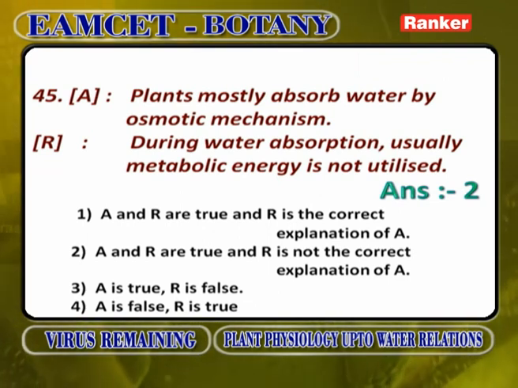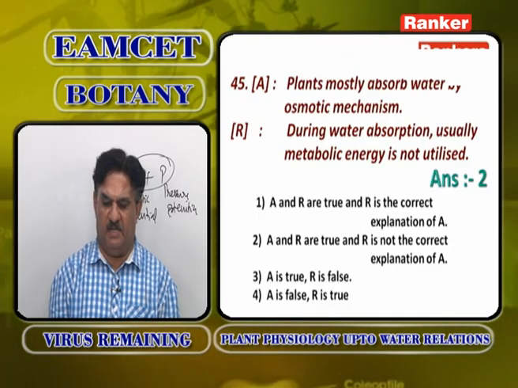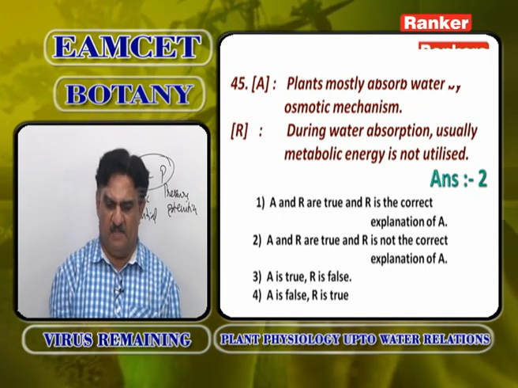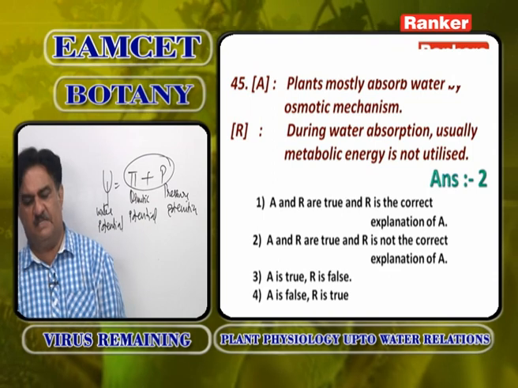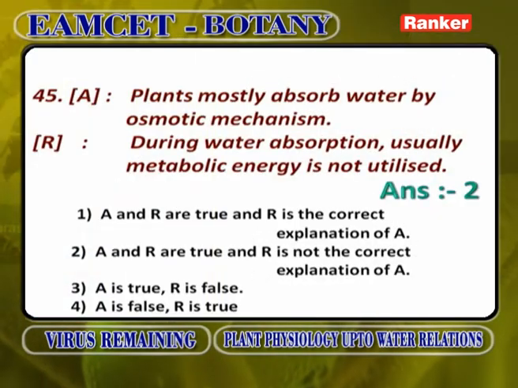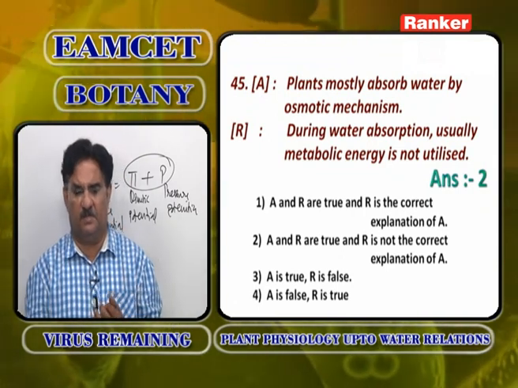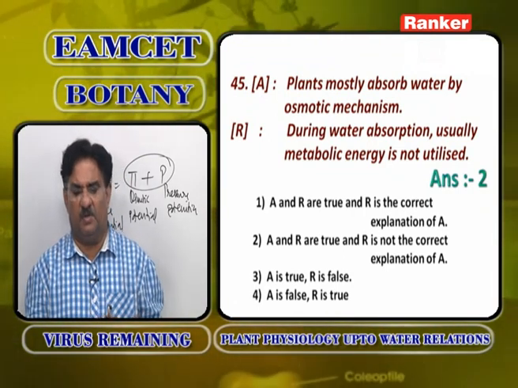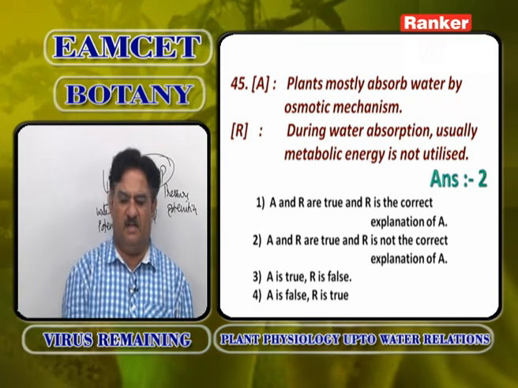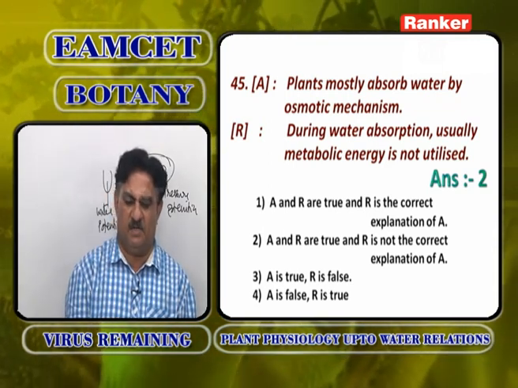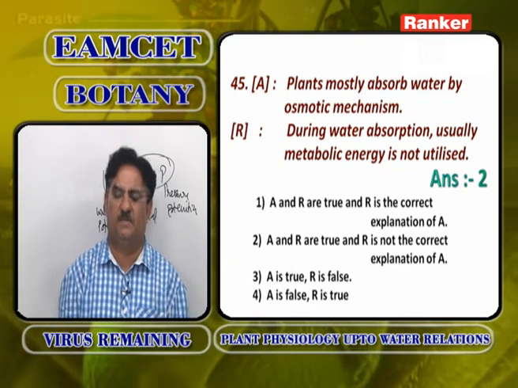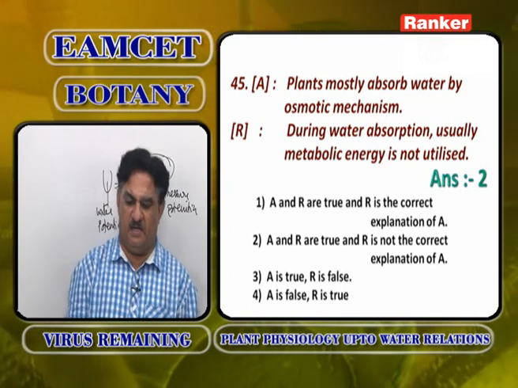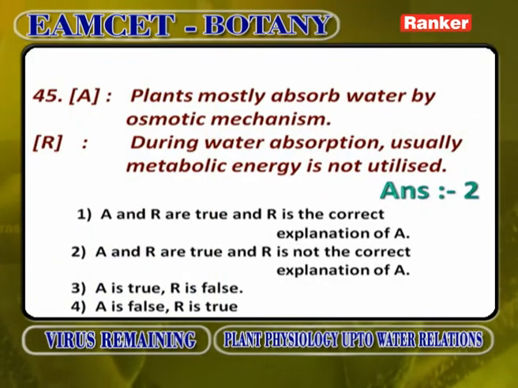Plants mostly absorb water by osmotic mechanism. This is correct. During water absorption, usually metabolic energy is not utilized. This is also correct. Water absorption is passive, and by the osmotic mechanism the absorption of water takes place. So, plants mostly absorb water by osmotic mechanism is correct, and during water absorption metabolic energy is not utilized is correct. But the assertion does not depend on the reason. So, A and R are correct. R is not the correct explanation of A. Second option.